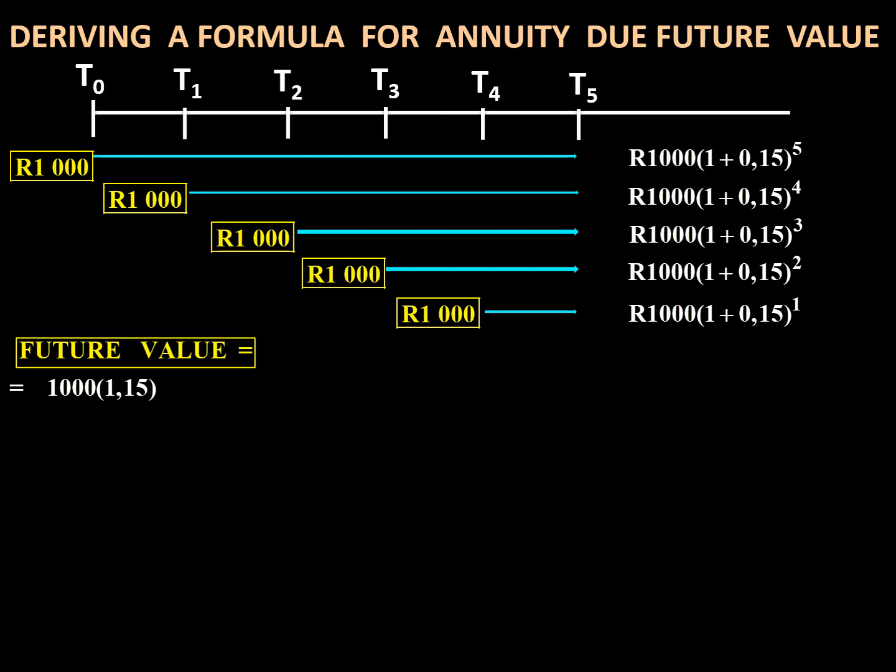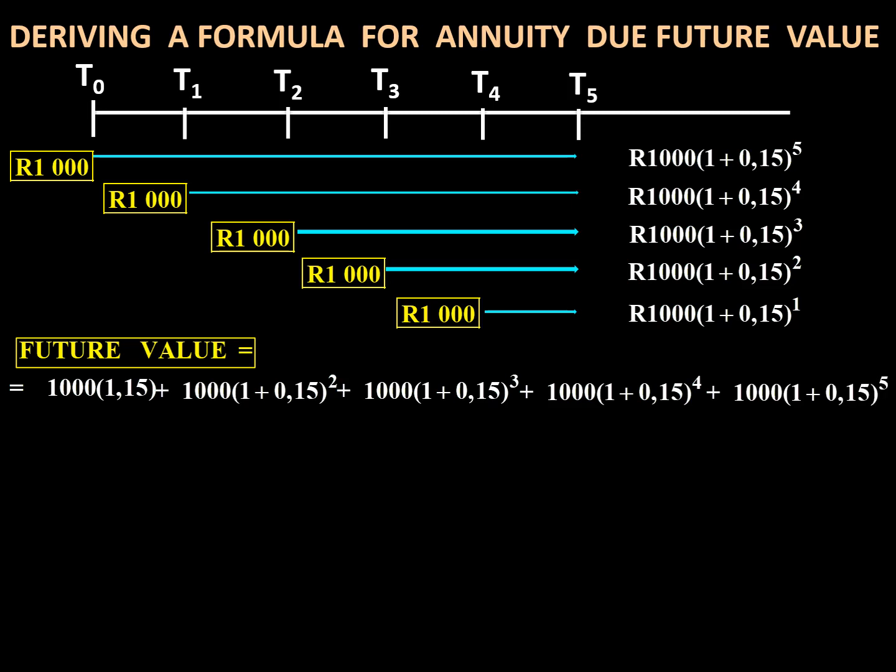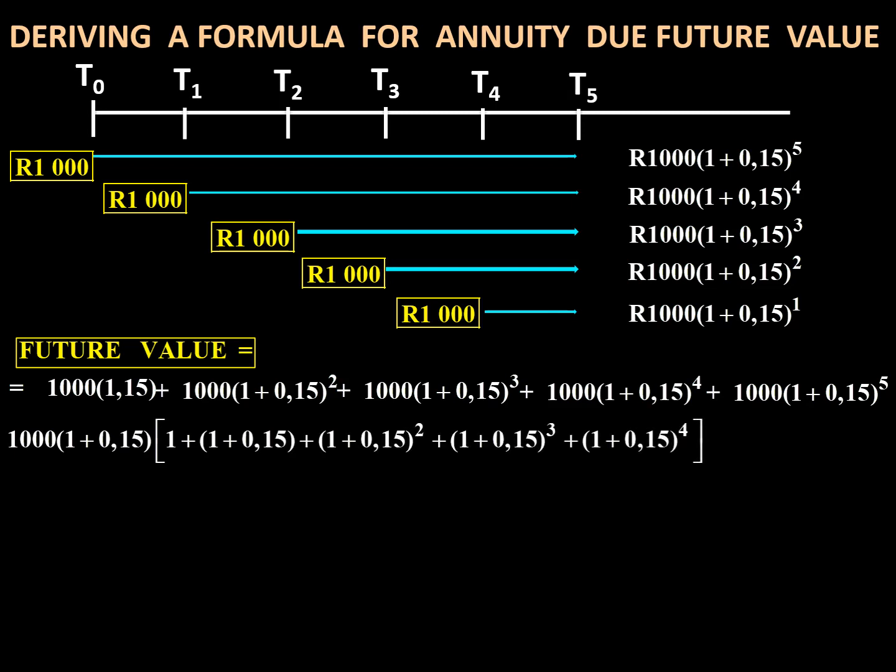So let's write all of them down. We start from the bottom. There are our 5 values there. Now, what do we notice here again? Again, there's a common factor, but the common factor isn't just 1,000, it's 1,000 times 1 plus 0,15. Take that out as a common factor, and there we get a series.